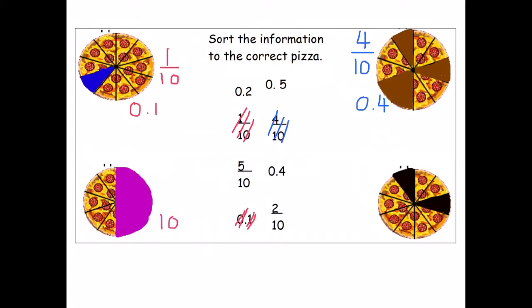Again, there were 10 pieces. Half of it is coloured in, so 5 of them are coloured in. So 5/10 are purple, which is 0.5. And we can rule out those two options. And we're left with 0.2 and 2/10. We go to the pizza with the black pieces. There were 10 pieces, 2 are missing because they're coloured in black, so 2/10, which is 0.2.